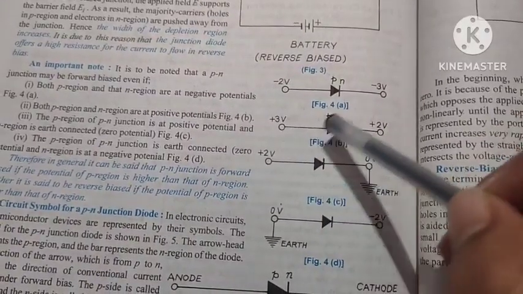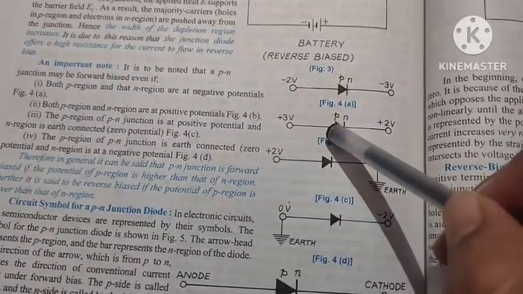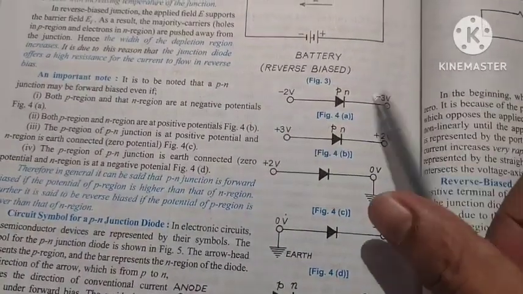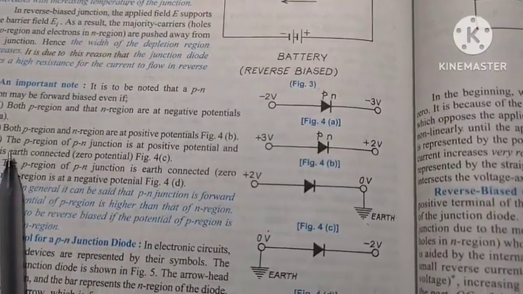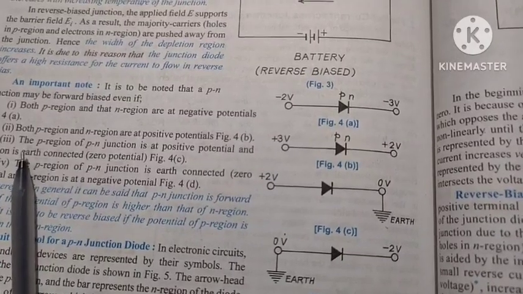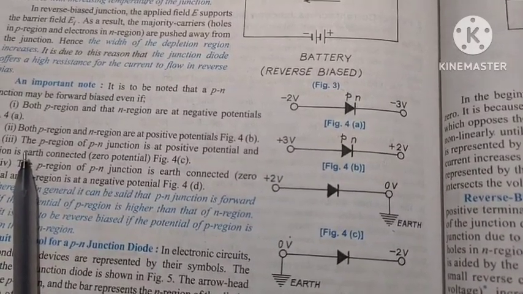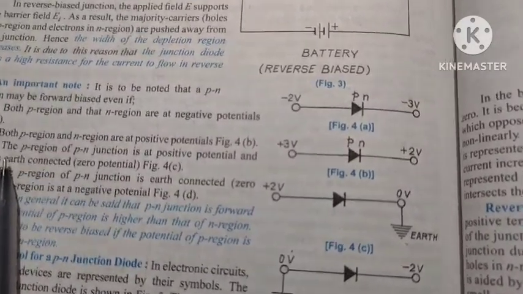P region is plus 3, N region is plus 2, therefore it is a forward bias because higher potential is connected to P region. Similarly, in minus 2 and minus 3, P is at higher potential compared to minus 3, therefore the first picture is also an example of forward biasing.